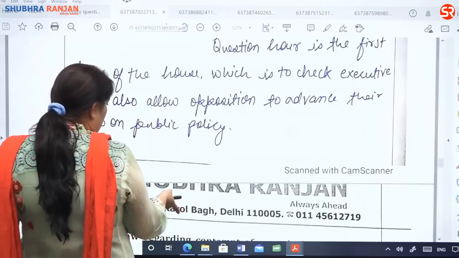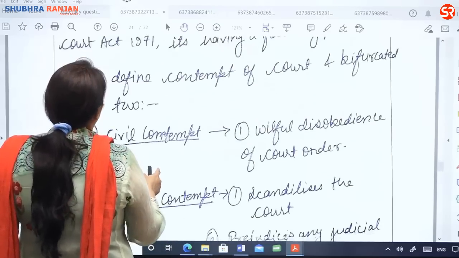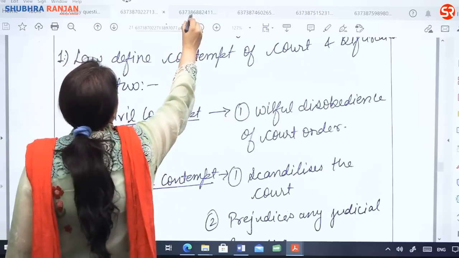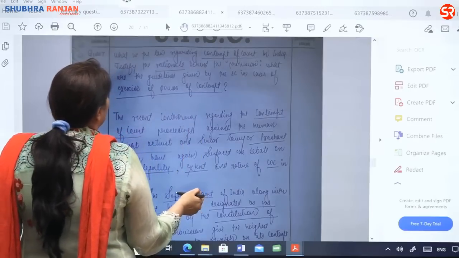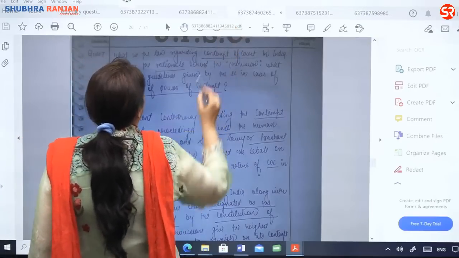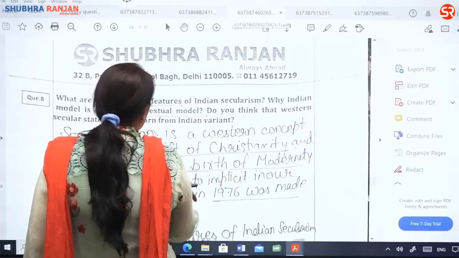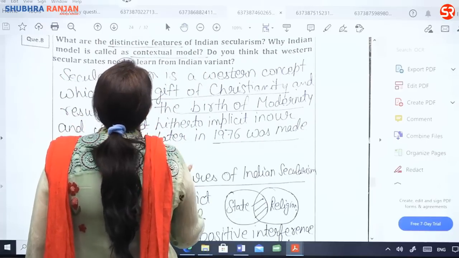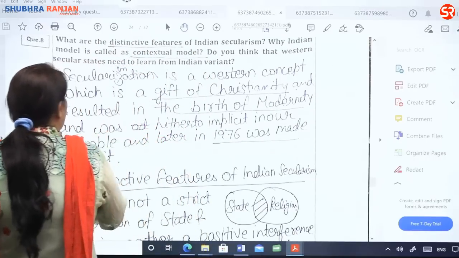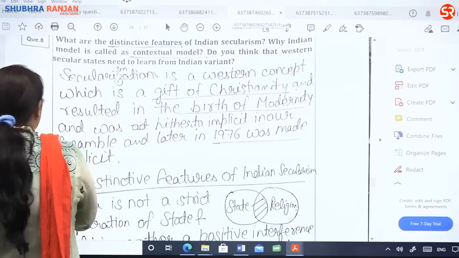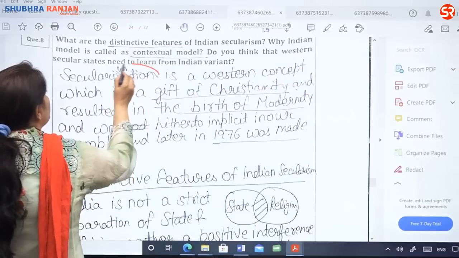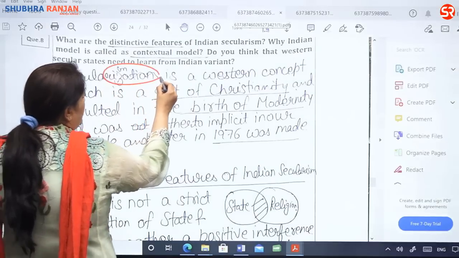So now let us see how a student has dealt with this. I think we have done this. Let us see this answer. What is the distinctive feature? Secularization or secularism. First you all decide, and then you write properly.